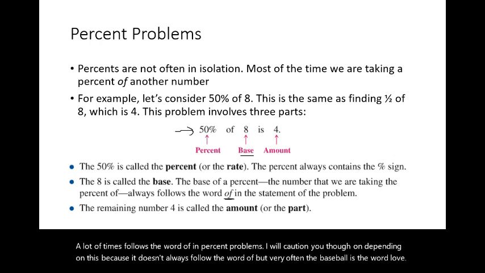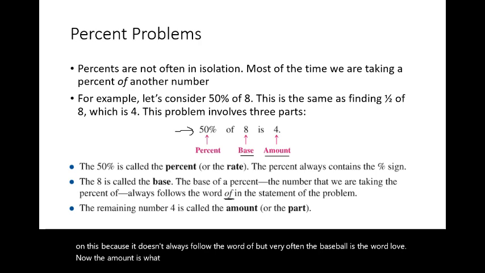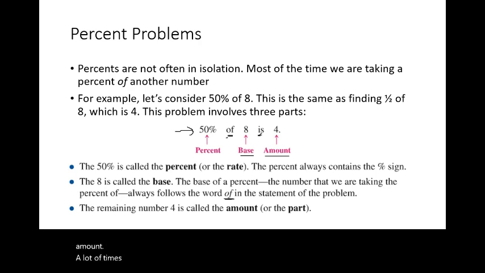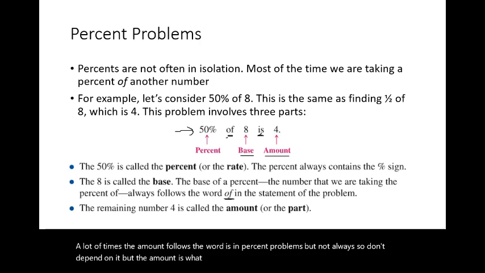Now the amount is what you end with after the percent is taken. So 50% of 8 is 4, so 4 is the amount. A lot of times the amount follows the word is in percent problems, but not always, so don't depend on it. But the amount is what you end with after the percent is taken.